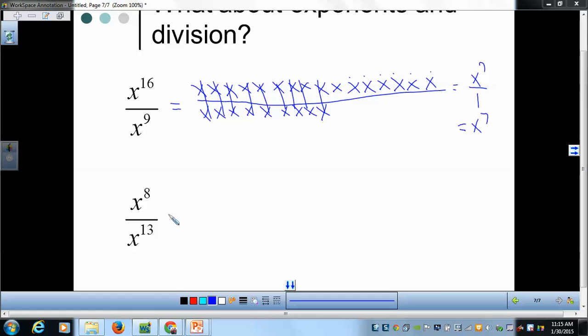Now we have the opposite situation here. We have 8 x's in the numerator.